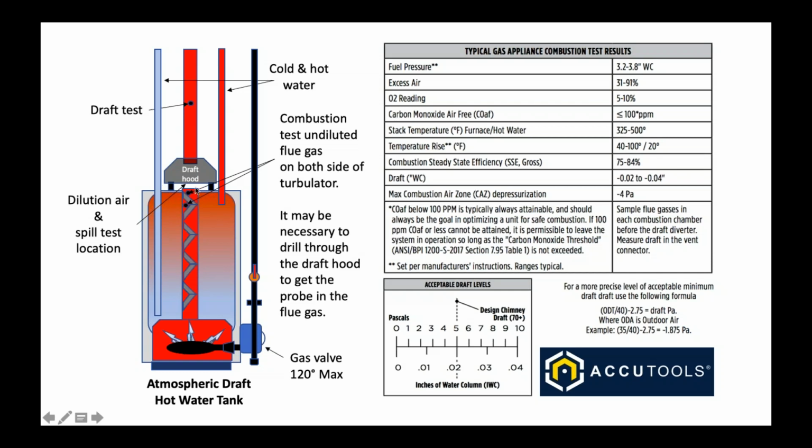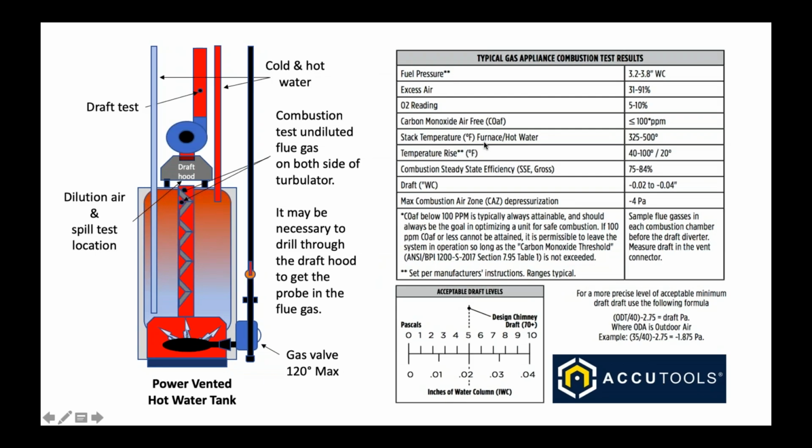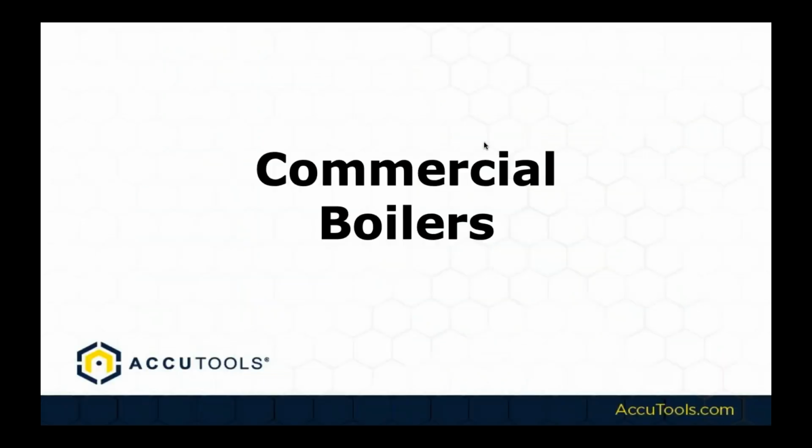And again, test spillage all the way around the draft hood because it may be spilling on one side and not the other. This is the important reason that appliances need to be level. If they're not level, then they could spill out of one side or the other of the draft hood. Here are the typical readings for those. Again, all these are available in the combustion guide.